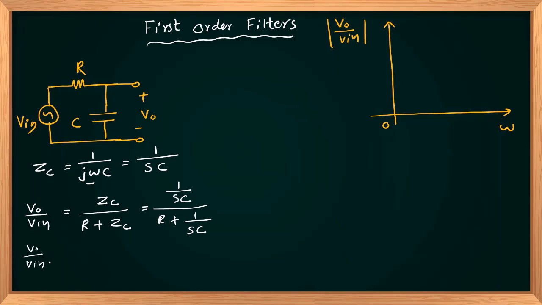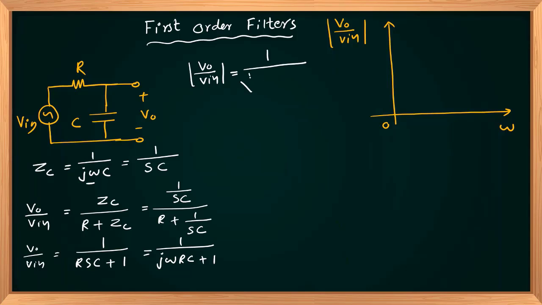Multiplying numerator and denominator with SC, we have 1 divided by RSC plus 1. This is also equal to 1 upon J omega RC plus 1. S is J omega. The magnitude of V out by V in is given by 1 over under the square root of omega RC all squared plus 1.